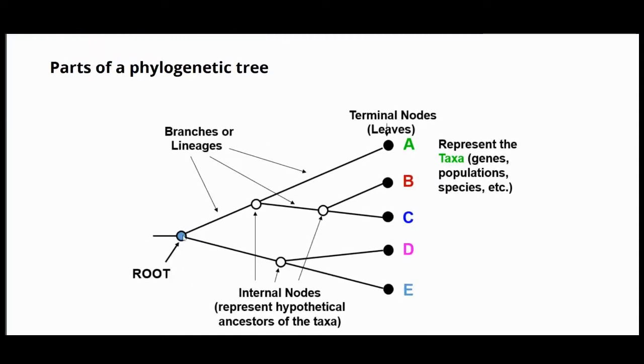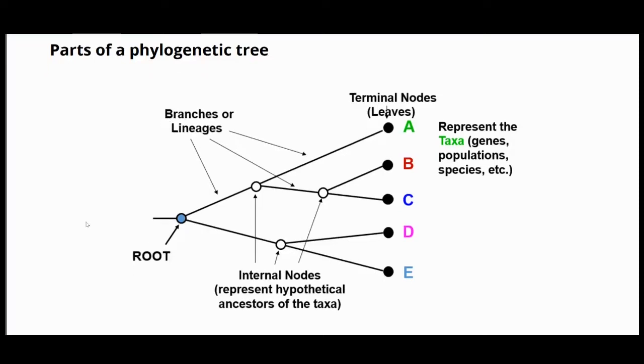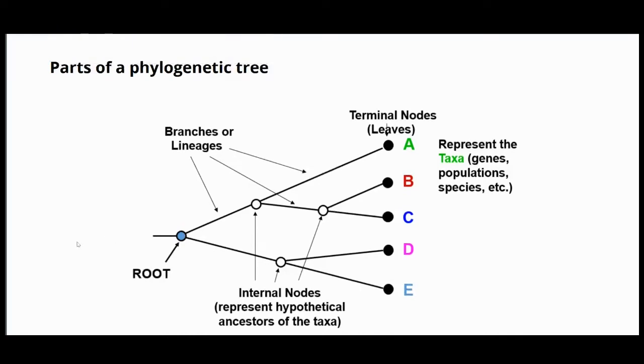So a phylogenetic tree has a root. That is the oldest ancestor of all the taxa. Then you have internal nodes. Then you have terminal nodes. So internal nodes represent the hypothetical ancestors of these taxa actually. In this case, this node represents the hypothetical ancestor of these 2 taxa. These are the present day organisms actually, or genes or populations of species. Then you have branches. Branches give an idea about the amount of evolutionary change.